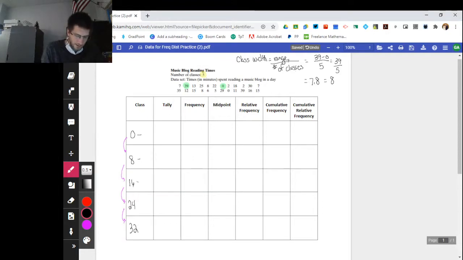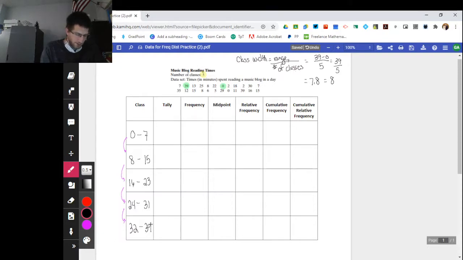We know that the classes cannot overlap. So if the second class starts at 8, the first class is going to have to stop at 7 so they don't overlap. And then that class width stays the same. I can keep adding 8 for my upper class limits as well. So I'll get 15, 23, 31, and 39. So there I have all 5 of my classes created.